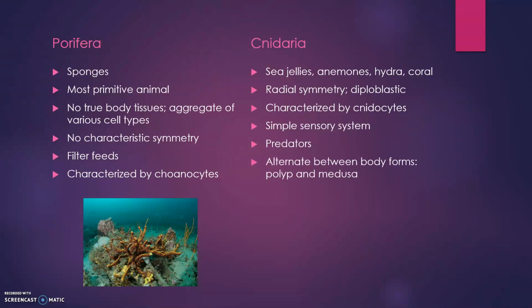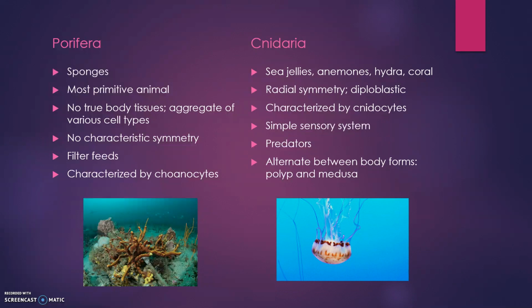And you also see them alternate between body forms, a polyp and a medusa, which is basically, think about an anemone versus a jellyfish. So every cnidarian will have those two body forms in some way, but they're often reduced to smaller forms, and they may not be as obvious. That's a jellyfish.